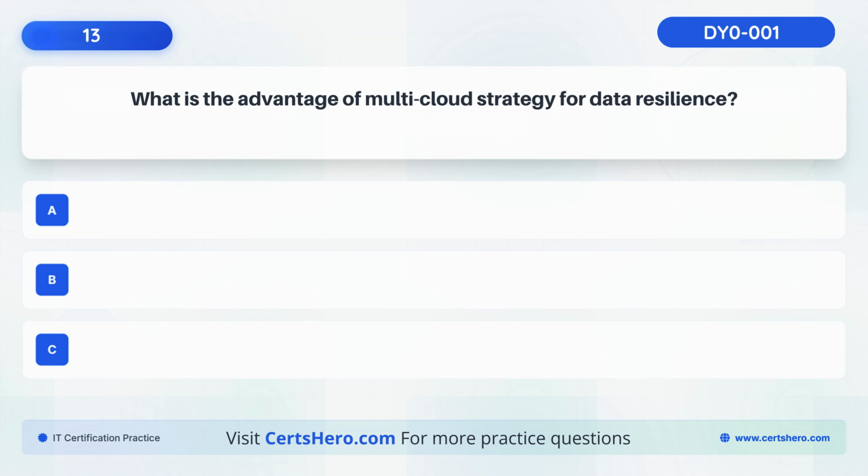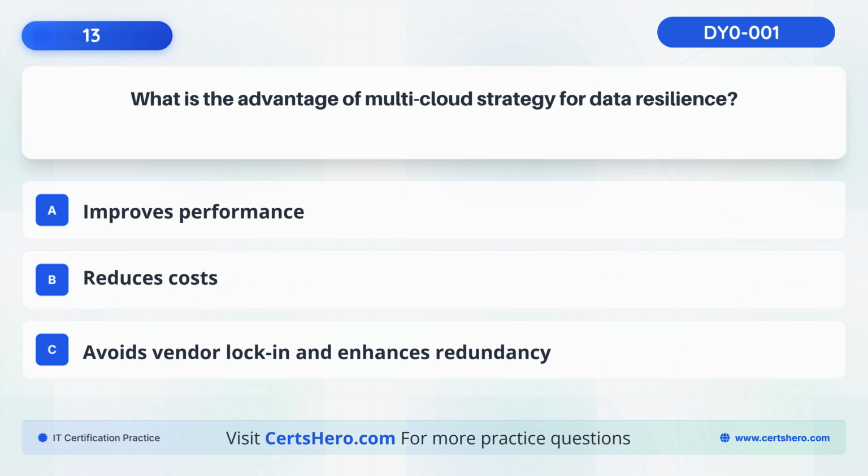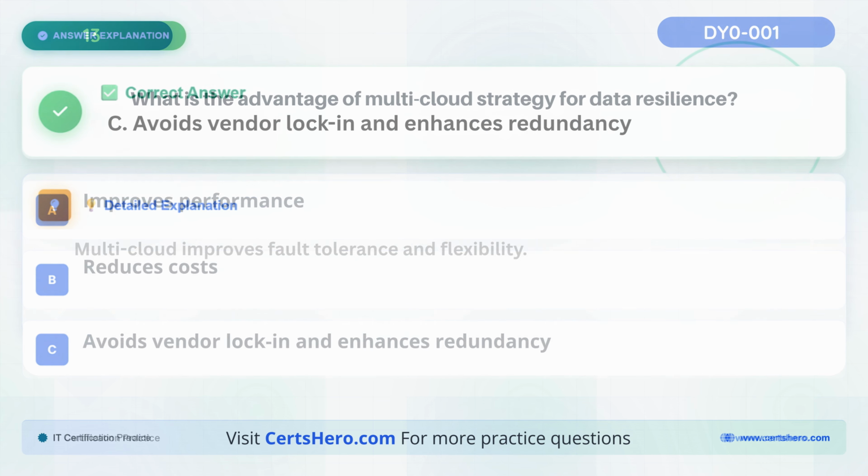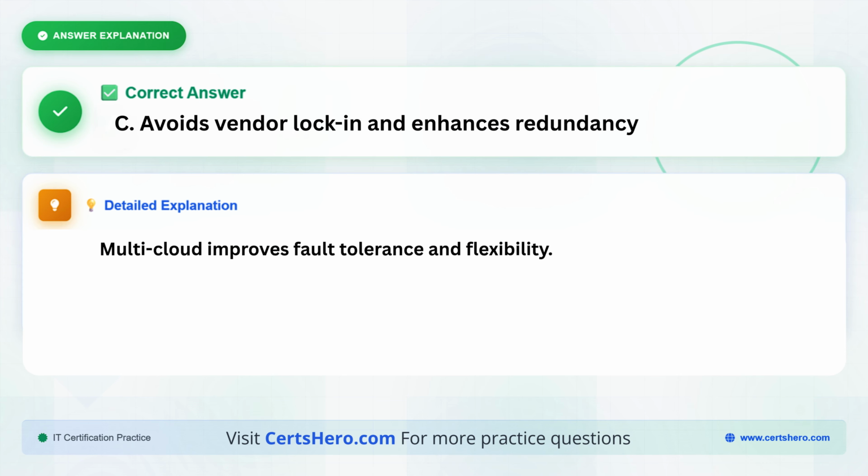What is the advantage of a multi-cloud strategy for data resilience? A. Improves performance. B. Reduces costs. C. Avoids vendor lock-in and enhances redundancy. Correct answer is C. Avoids vendor lock-in and enhances redundancy. Multi-cloud improves fault tolerance and flexibility.